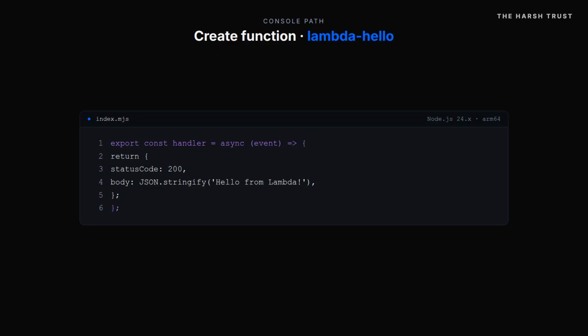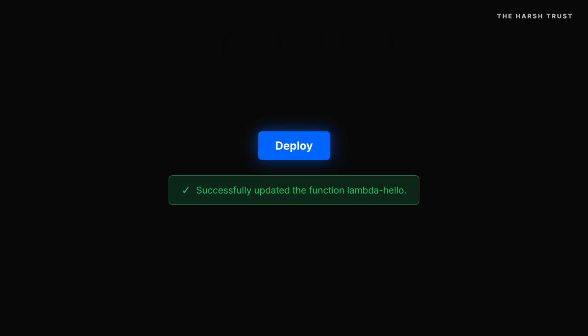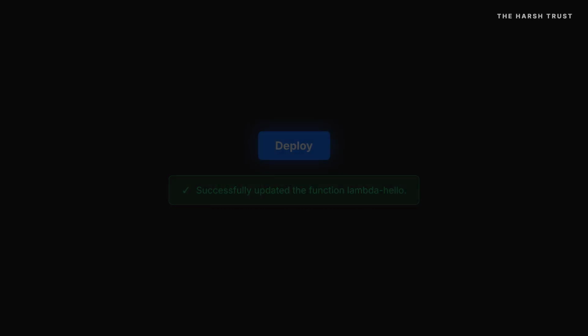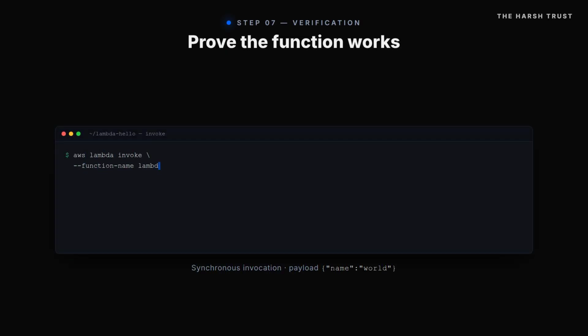Replace its contents with the 6-line handler from step 2, click Deploy, and wait for the green Successfully Updated banner. Same outcome as the CLI. The function exists. Verification. Let's prove the function works.